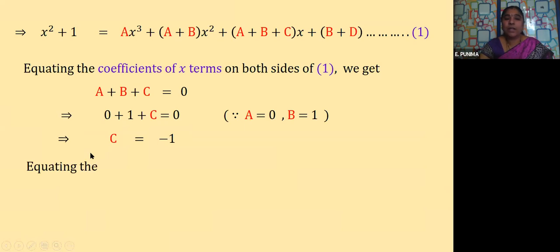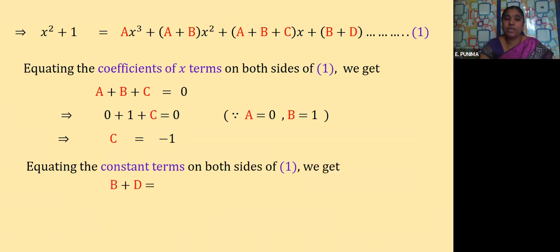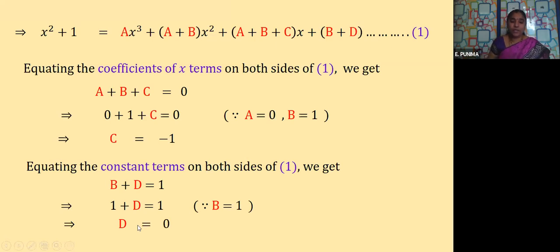Constants. Equating the constant terms on both sides of equation number 1, what will we get here? B plus D is equal to 1. So here we know the B value. Let us replace it. B is equal to 1 now. 1 plus D is equal to 1. On both sides, 1 and 1 are cancelled. So then what happens, children? It is 0. So then the value of D is equal to 0.